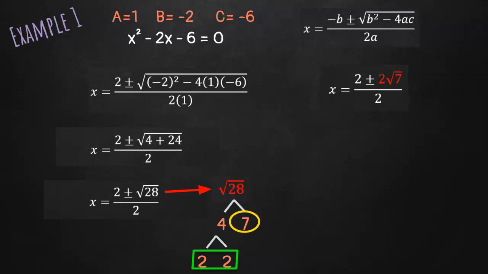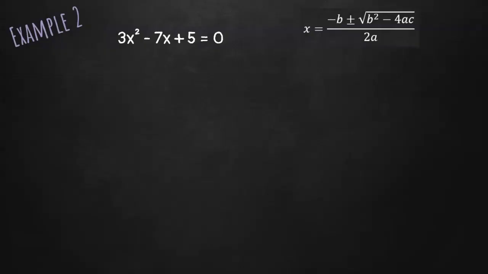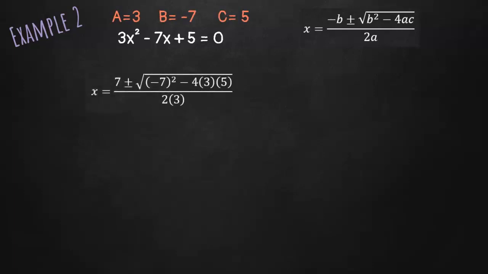Now, go ahead and see if you can simplify. You can simplify the 2's that are outside of the radical, which means you can divide them all by 2. When I simplify, I get 1 plus or minus the square root of 7. Okay, here is another example. Let's identify the a, b, and c. Once I identify those values, go ahead and plug into your formula.